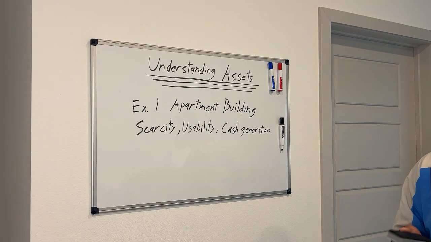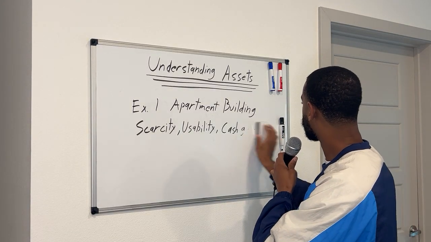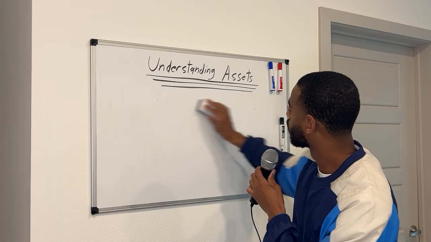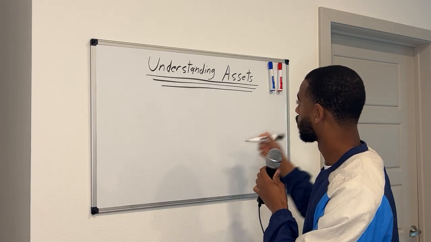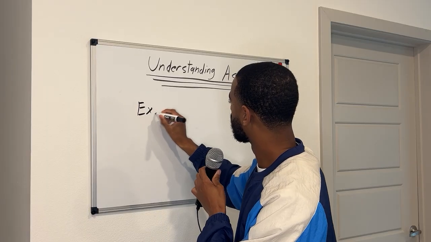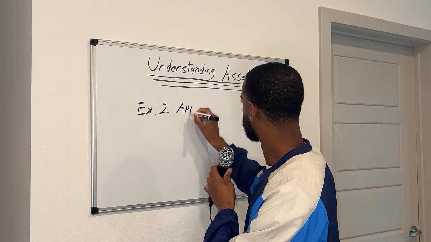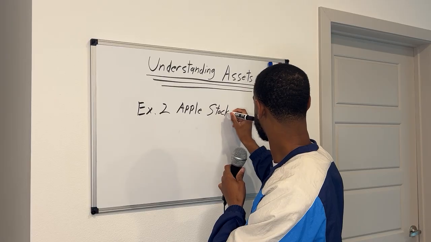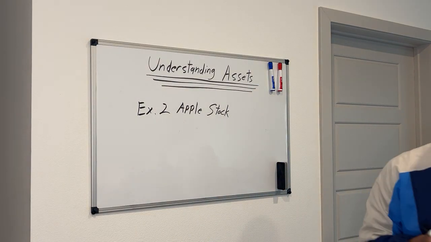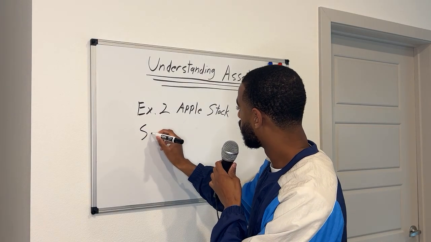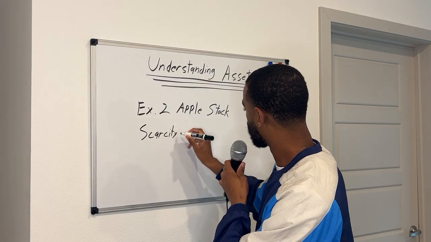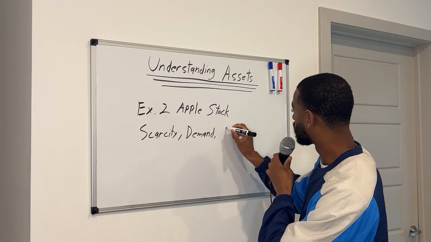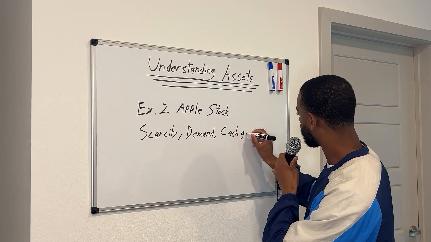Let's use another example. Example 2, we have Apple stock, right? All right, Apple stock. Apple stock also checks 3 of these boxes. It has scarcity, demand, and cash generation. Just in a different way, and I'll get into that in a second.